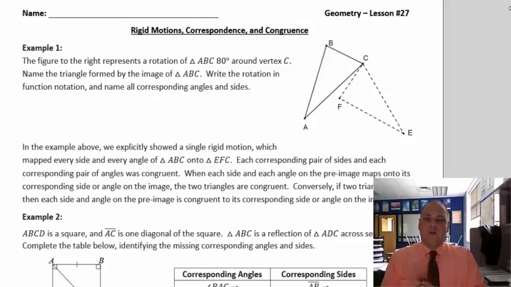So first thing here, we start off right with an example. The figure to the right represents a rotation of triangle ABC 80 degrees around vertex C. So the center of rotation is vertex C, and we started off with this. This is the pre-image, and this is the image, and it rotated around. So if it rotated around 80 degrees, name the triangle formed by the image of triangle ABC. Clearly there's only one other triangle there, so that was pretty obvious.